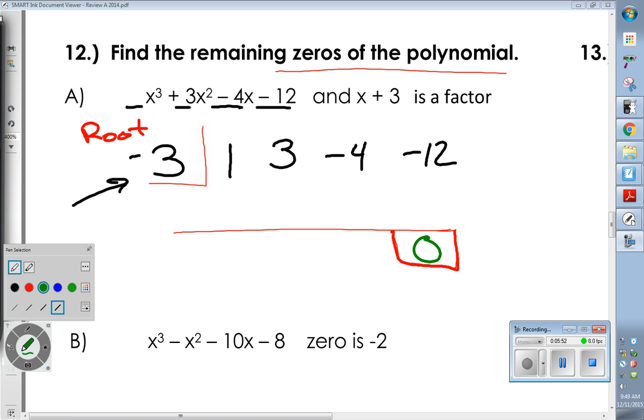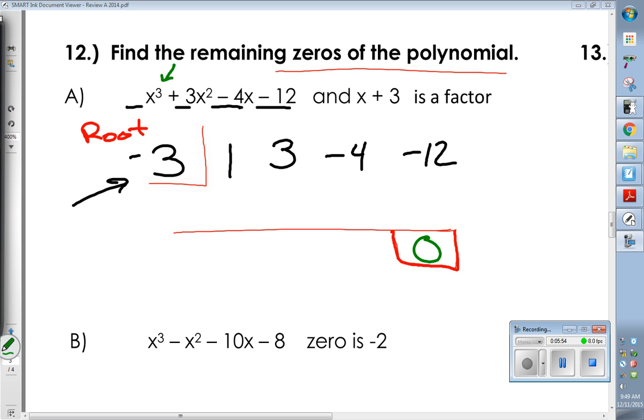What are we looking for? What are we looking at? The biggest exponent. It's cubed, so I'm going to have 3 answers. We're doing synthetic division. Remember how this works. Drop the first number. It's a 1. Multiply by whatever's in the box, so we're going to multiply by -3. So -3 times 1 is -3. They're stacked on top of each other, so I'm going to add.